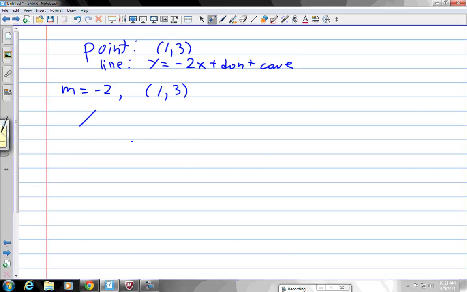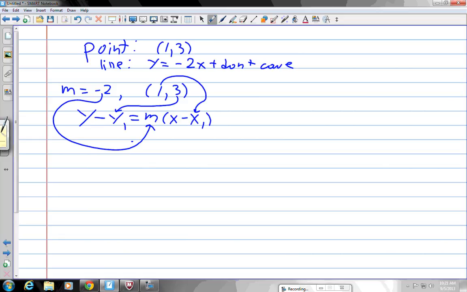So then, the way I like to do that is to use the point-slope form, and then I have all the information. I have 3 going in for y1, 1 going in for x1, and negative 2 going in for m. Plug it all in and simplify that. So y minus 3 equals negative 2 times (x minus 1).